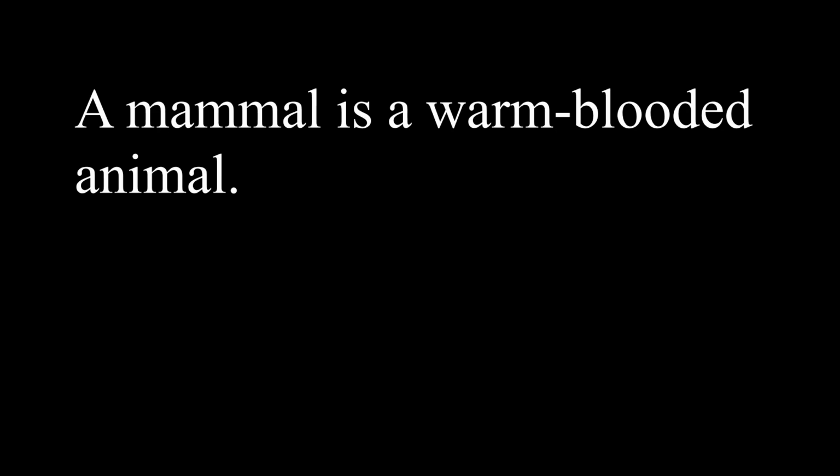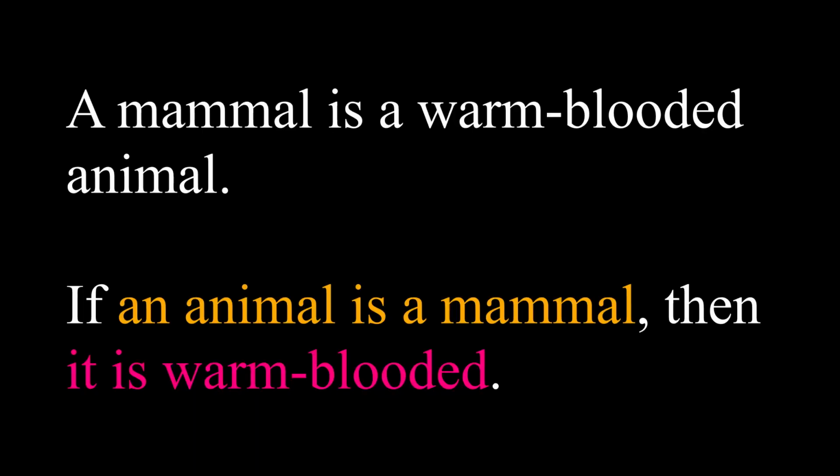A mammal is a warm-blooded animal. The hypothesis would be, an animal is a mammal. The conclusion would be, it is warm-blooded. So the if-then sentence would be, if an animal is a mammal, then it is warm-blooded. In logic, we try to concern ourselves with whether something is true or false. The hypothesis and the conclusion can both have a true or false value, and the entire conditional statement itself could also be true or false.